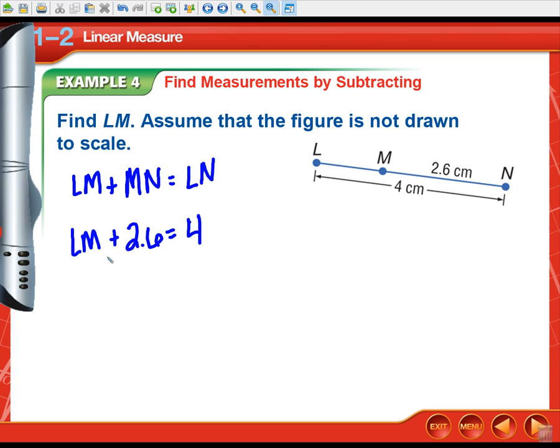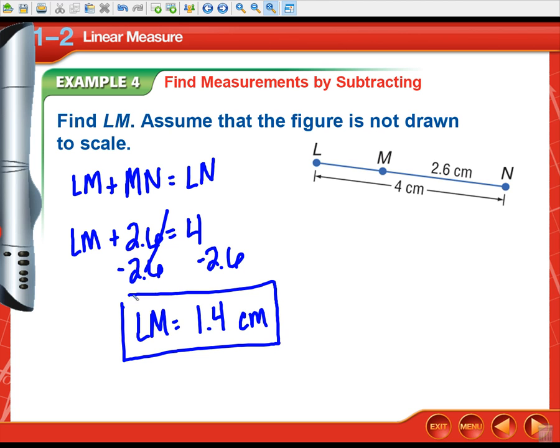And if we want to solve this here for LM, we're just going to treat this like it's an algebra problem. Okay, we're going to say LM is our present here. We want to unwrap our present, which means we have to undo this plus 2.6. So in order to undo it, I want to subtract it. So we're getting rid of that there. So LM is going to be equal to 1.4 centimeters. Okay, LM is equal to 1.4 centimeters.